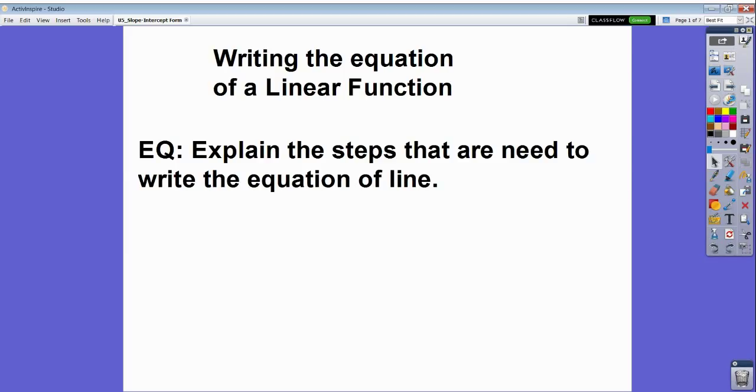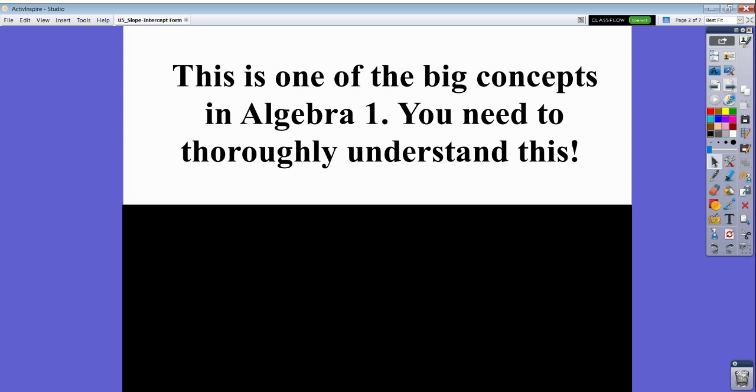Hey y'all, in this video we're going to be writing the equation of a linear function, or writing the equation of a line. The essential question is to explain the steps that are needed to write the equation of a line. This is one of the big concepts that we'll cover in math, so it's really important that you truly understand this.